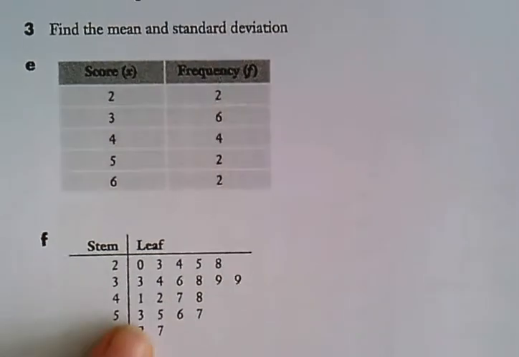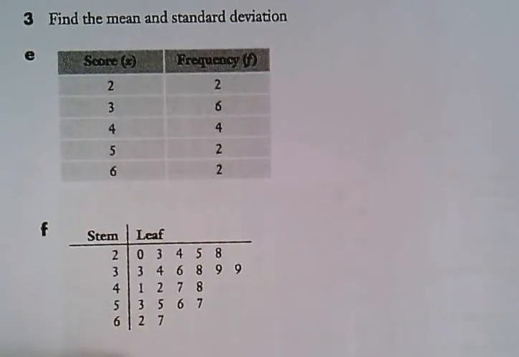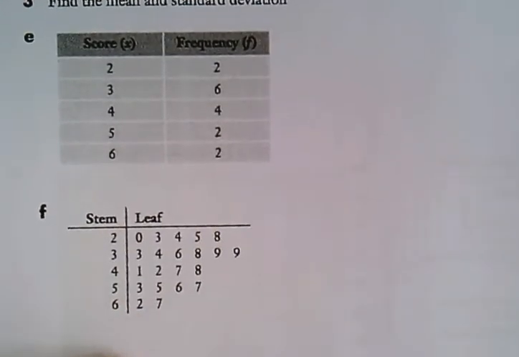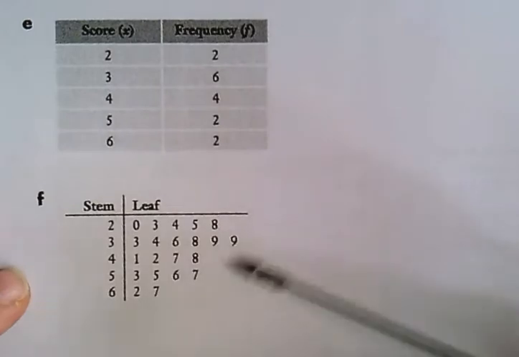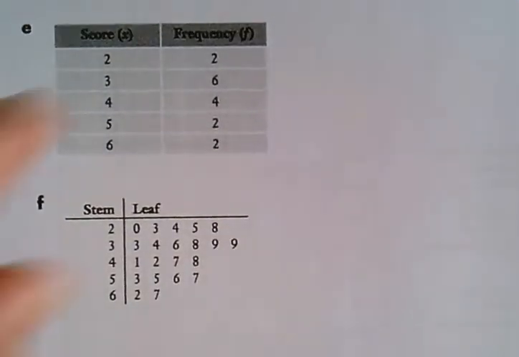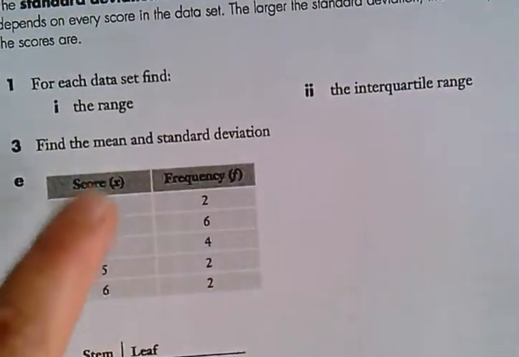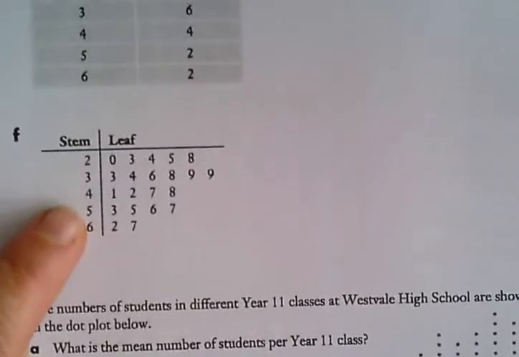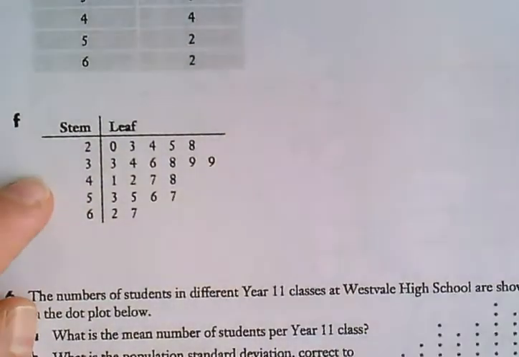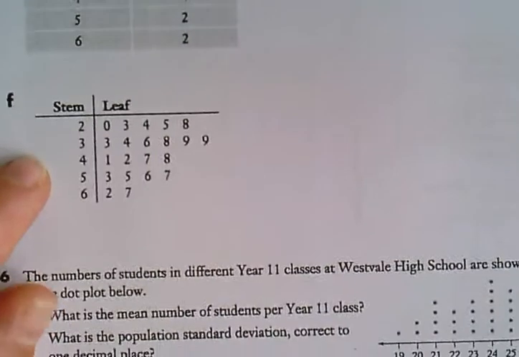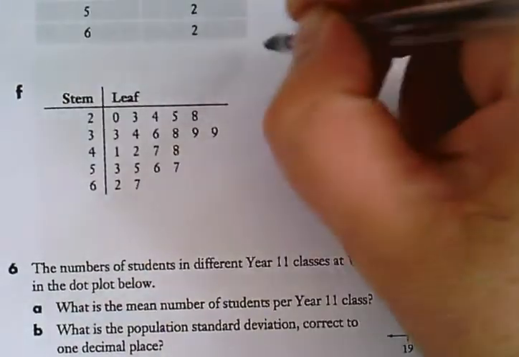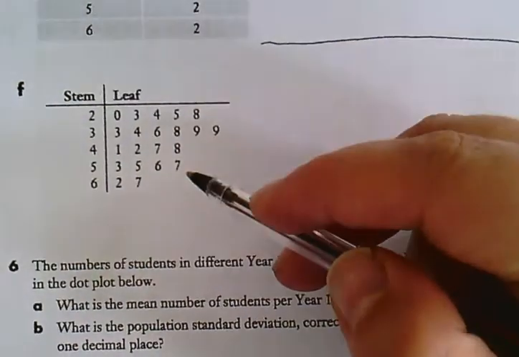Actually, I'll start with the stem and leaf plot. That would be easiest because that's just like a set of scores. Okay? All right, let's look at the stem and leaf plot first. So I want to do range, interquartile range, mean, and standard deviation. Real pain to do the mean for this one, but I'll show you a quick way of doing it. Let's go.